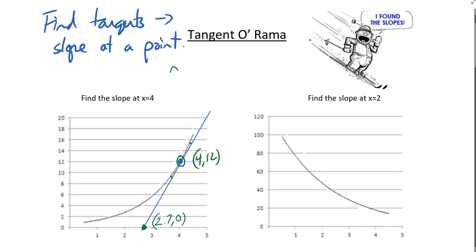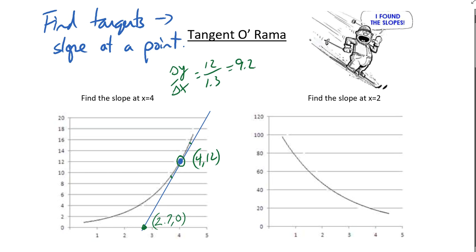So this is where your good old change in y over change in x kicks in, rise over run, however you want to look at it. Doesn't really make too much of a difference. So between those 2 points, my rise was 12, and I went from 2.7 to 4, so my run would be around 1.3, so I just have to divide those two out. And if I do that, I get around 9.2 as my slope.